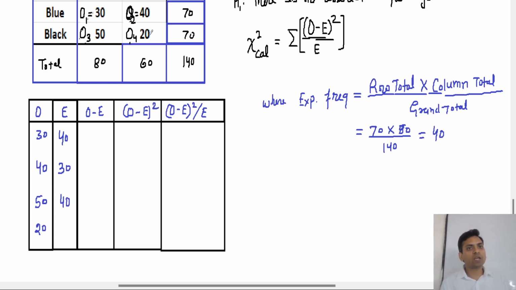And now for this location, this is 70, this is 60. So again, this is what? 30. So this is your expected frequency. This is the first task in the case of a contingency table, cross table.